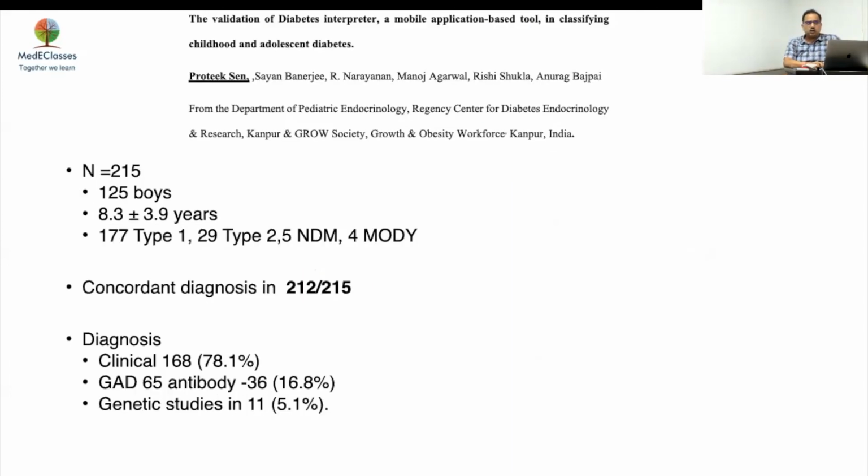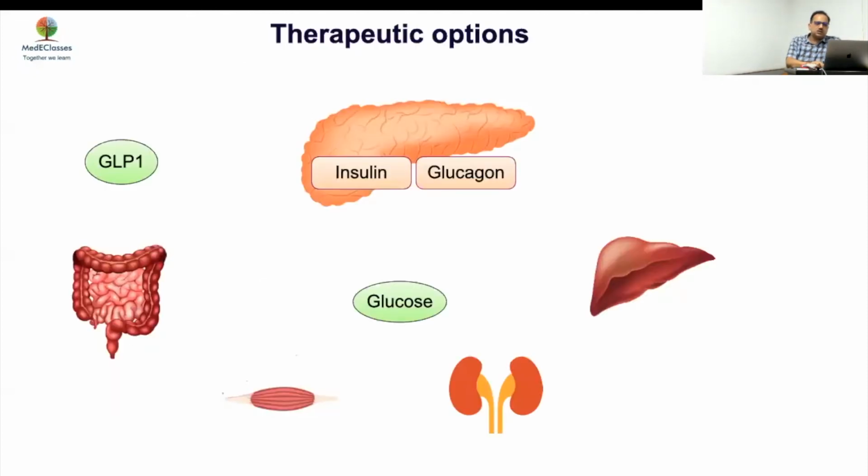So this is the study that we are talking about. 215 individuals, out of which 125 were boys. We developed a very interesting diabetes interpreter, which Dr. Sayan and Dr. Pratik were validating, which asks very basic questions: age at onset, DKA yes or no, insulin requirement. Based upon that, we say whether it is type 1 or type 2 and what is to be done. Only 3 patients had non-concordant results, so it was around 99% correct in making a diagnosis. And the 3 were all non-overweight type 2, which is an important entity to consider. So this is something which is there.